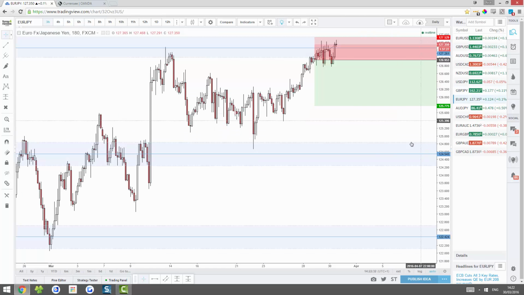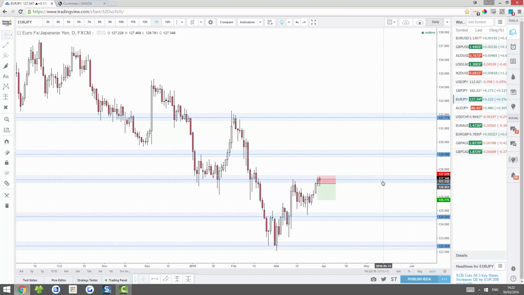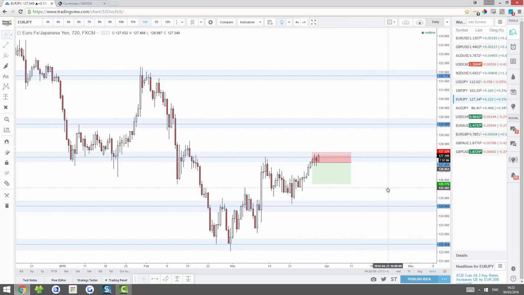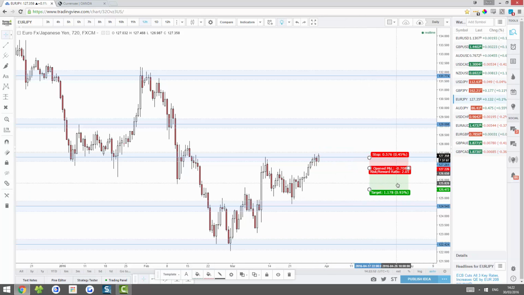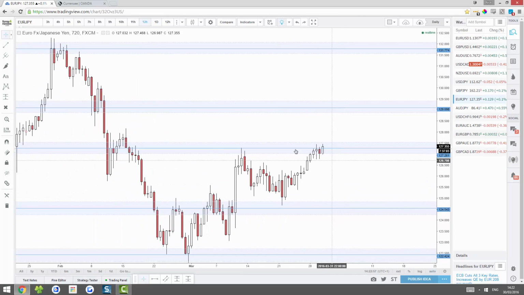Euro JPY. We talked about this one yesterday. And some people entered on the 1 hour and on the 4 hour and on the 8 hour. And why? This setup looked good on the 12 hour. At the time, it doesn't look good right now, but at the time, the candle hadn't closed yet. It had some potential on the 12 hour.